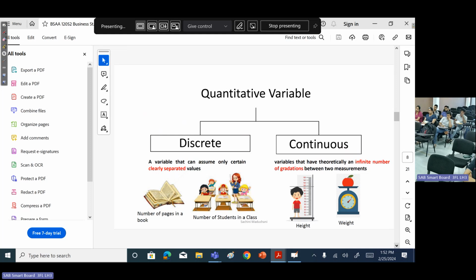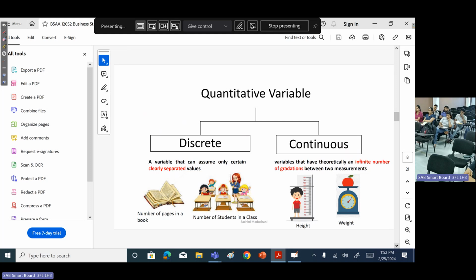Quantitative variables deal with numbers and can be measured numerically. Quantitative variables are divided into two categories. First we look at whether it is a variable. Then we look at whether it is quantitative or qualitative. If it's quantitative, then we look at whether it is discrete or continuous.